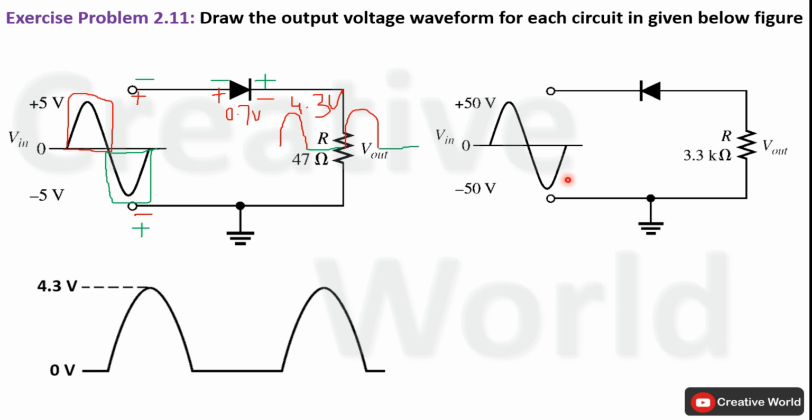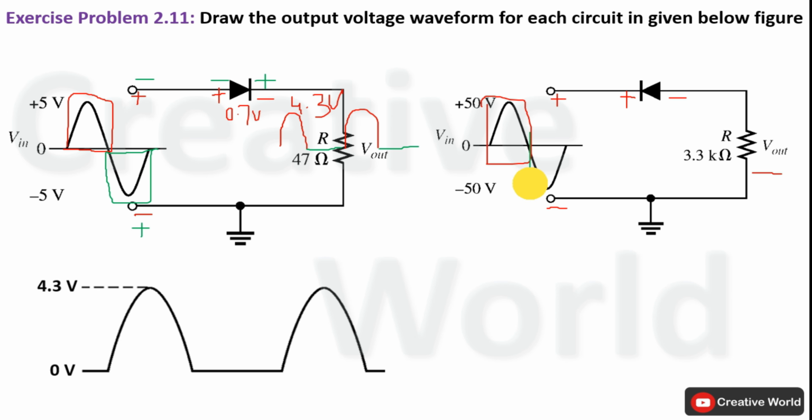Now we will move towards this second circuit diagram. This is also a half wave rectifier, but now the AC input voltage has a peak value of 50 volt. During the positive half cycle of the AC input voltage, we will get the positive terminal here and the negative terminal here. So the cathode of the diode is connected to the positive terminal and the anode of the diode is connected to the negative terminal. In this case, this diode will act as an open switch because it is in reverse biased mode, and during this cycle we will get no voltage on the output.